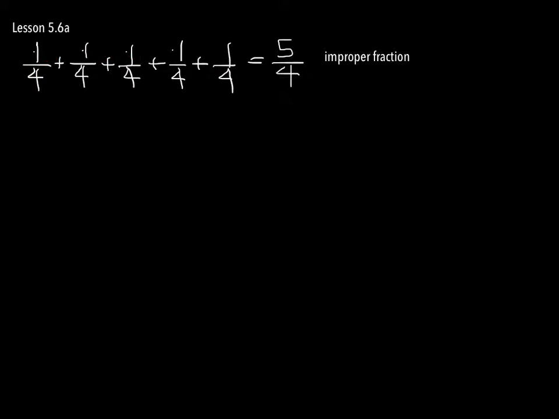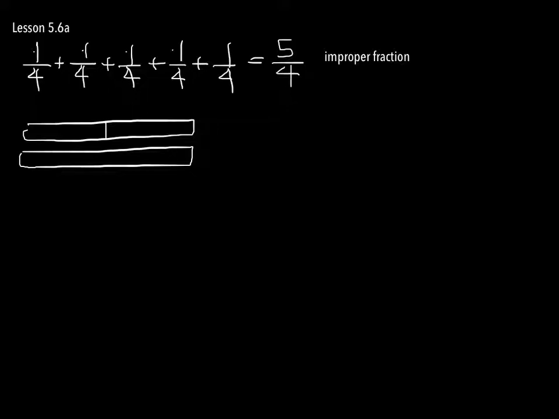Now, let's look at this model a different way. Let's take this, and let's cut this in half, cut this in half. So now we have quarters. Now let's take 1/4 plus 1/4 plus 1/4 plus 1/4 plus 1/4. If I look at it this way, boys and girls, what do I have? This way I have 1, that's right here, and then I have 1 and 1/4.